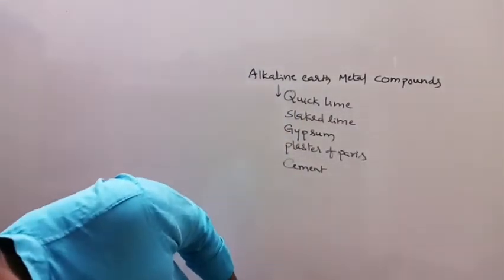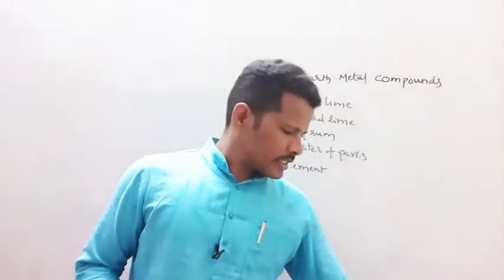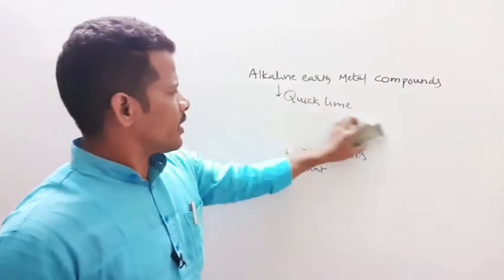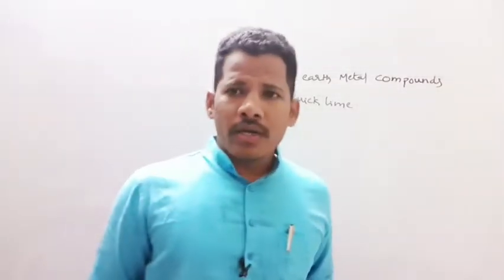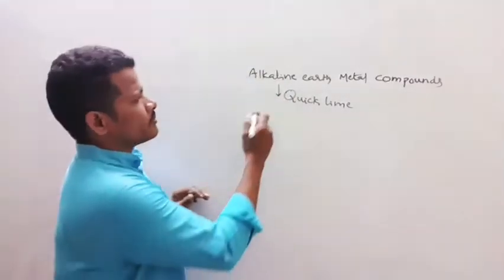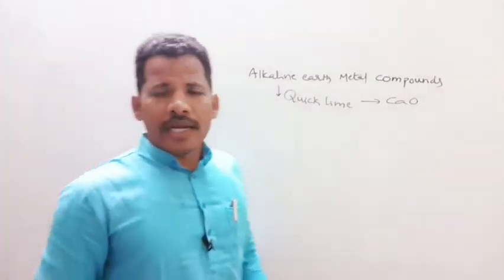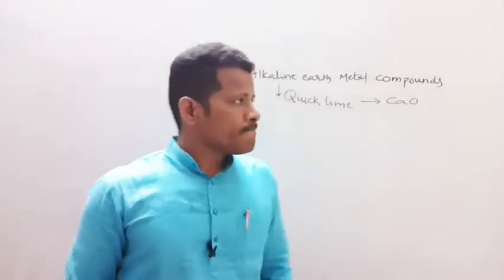Okay. Now I am going to discuss the first compound, quicklime. What is the common formula for quicklime? Quicklime is nothing but calcium oxide. Calcium oxide is called quicklime.